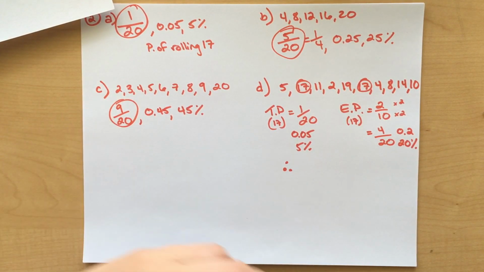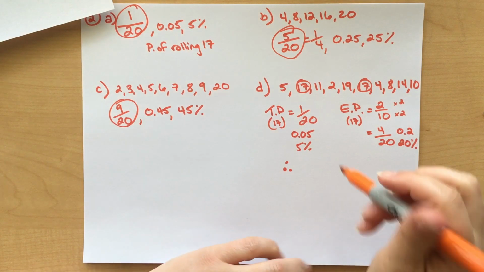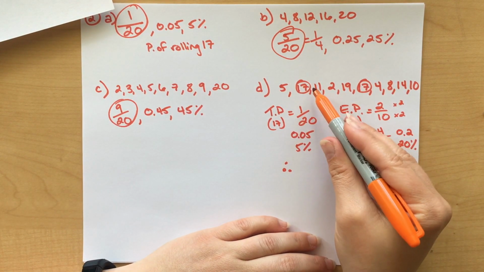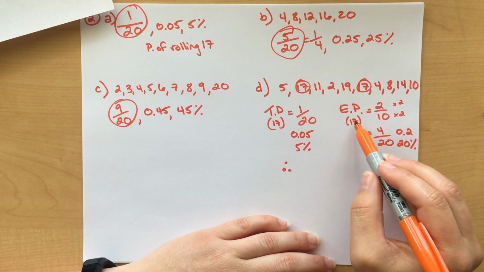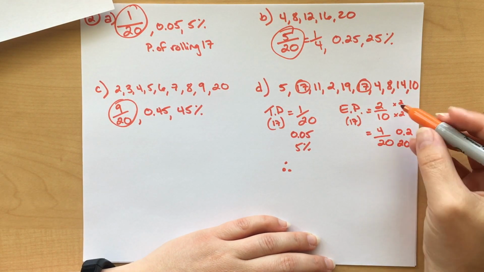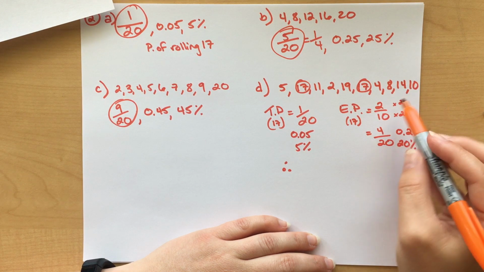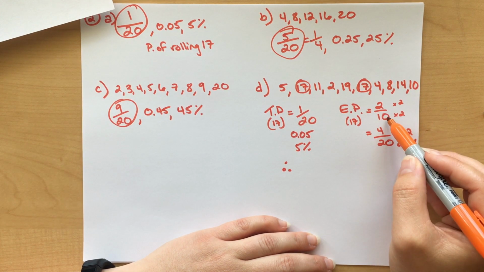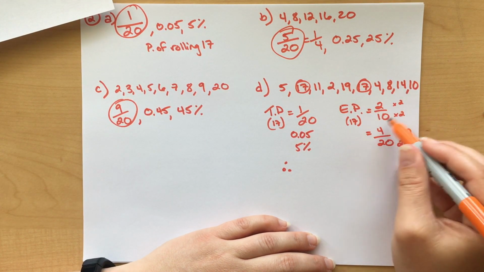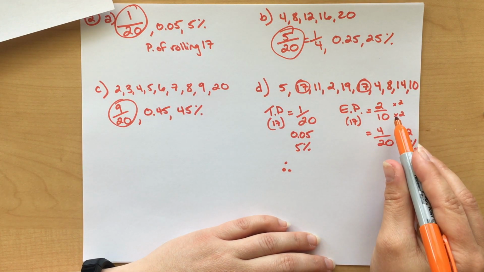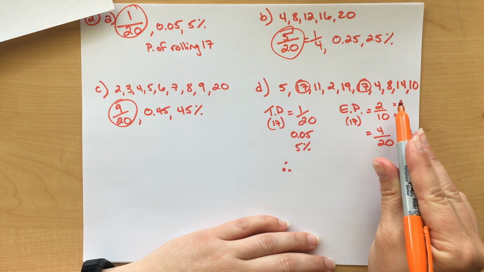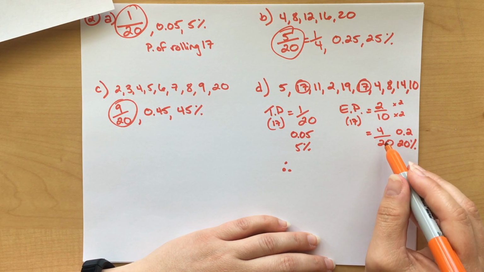Sorry, my last video got cut off. So we were looking at the theoretical probability of getting a 17, which was 1 out of 20, or 0.05 or 5%, compared to the experimental probability that happened in the experiment where they rolled it 10 times and it occurred twice, so 2 out of 10. We want to compare our fractions with the same denominator, so that's why it's been multiplied by 2. What you do to the bottom, you have to do to the top to give us 4 over 20.